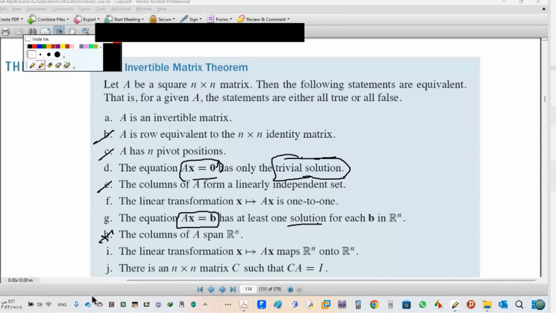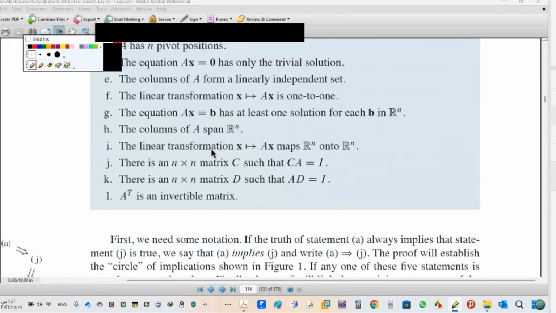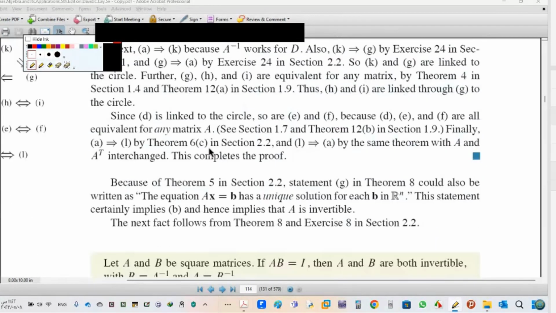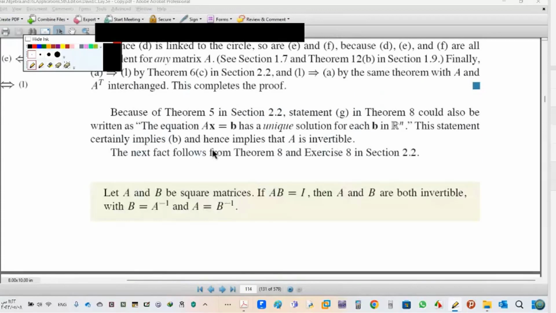Span is not important. Okay, this is not important. Here you can ignore this theorem if you want. It's not very important, but you can ignore this one if you want because there is nothing new in this one.